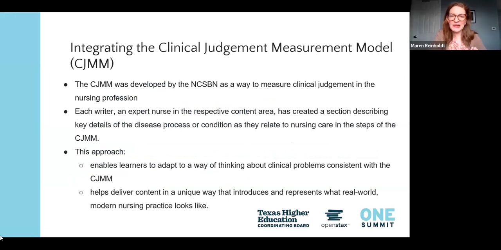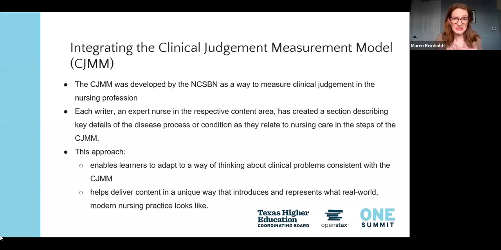So, we're going to dive into three specific areas that we really think elevate this med-surg text and help deliver content in a unique way that introduces and represents what real-world modern nursing practice looks like for the learners. So first, we integrated the clinical judgment measurement model into the text.